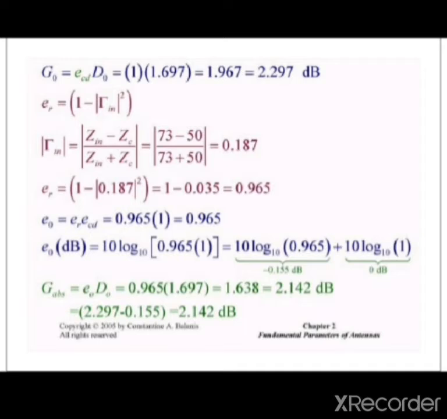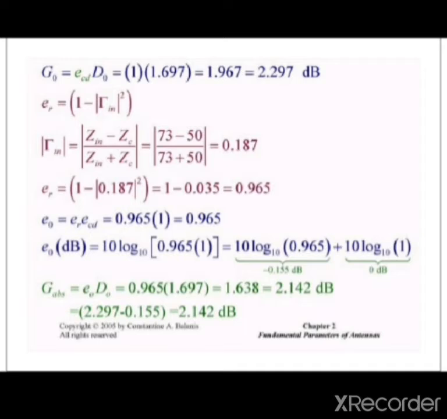Now e0 is equivalent to e_r into e_cd, that is 0.965 into 1, which is equal to 0.965. This is called the radiation efficiency. So the total efficiency of the antenna system is 96.5%. Again, considering it in decibels, 10 log of this value, you will get the result. And finally the gain of the antenna system, G equivalent to e0 into directivity. e0 we already got, 0.965, into 1.697, which equals 1.638, which is equal to 2.142 decibels.